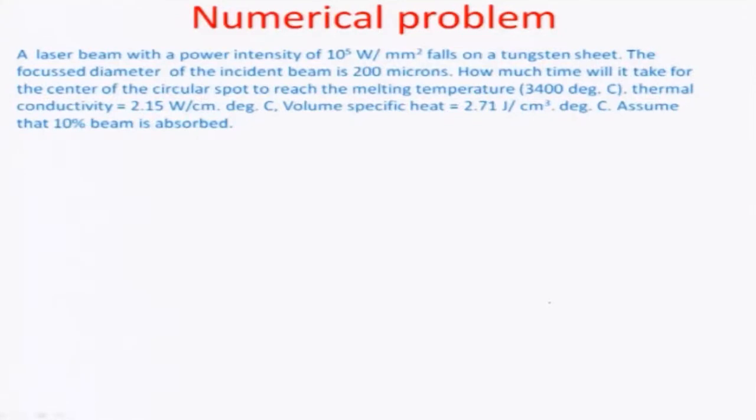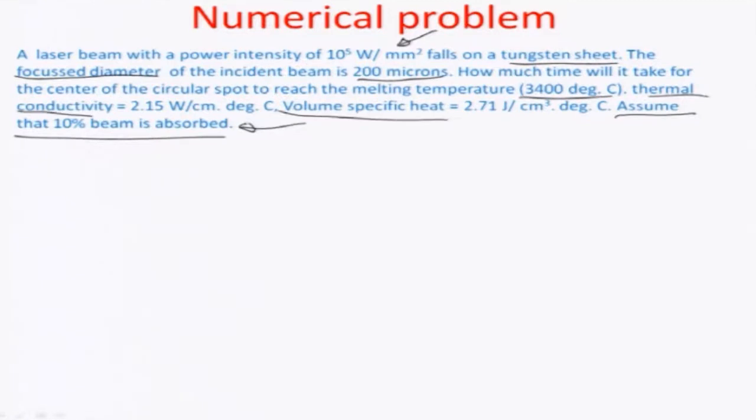In this case we have tweaked the problem slightly. You have a focused beam of diameter 200 microns, and the remaining conditions being the same, the workpiece is a tungsten sheet, and the power intensity is about the same, 10 to the power 5 watts per millimeter square. We assume about 10% absorption, and the remaining 90% is reflected off the surface, and all other properties like thermal conductivity and volume specific heat are given for the tungsten sheet.